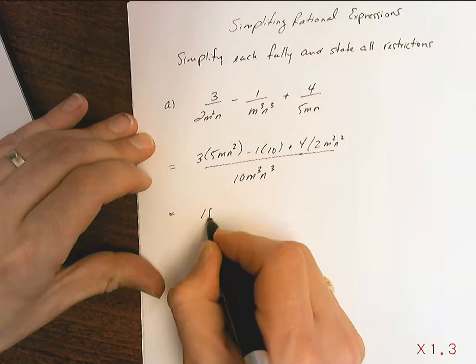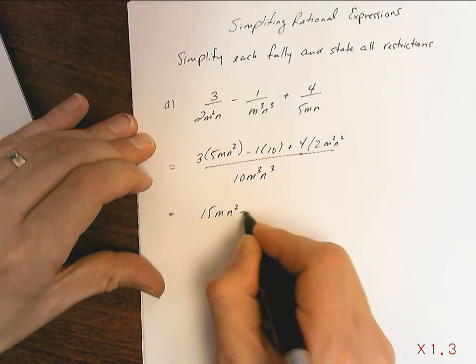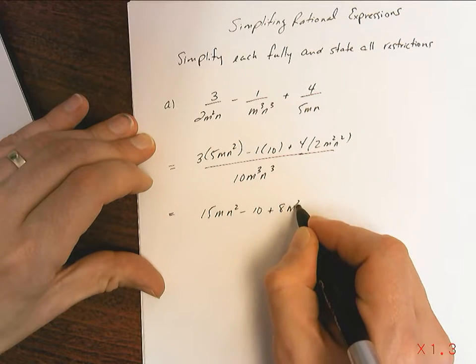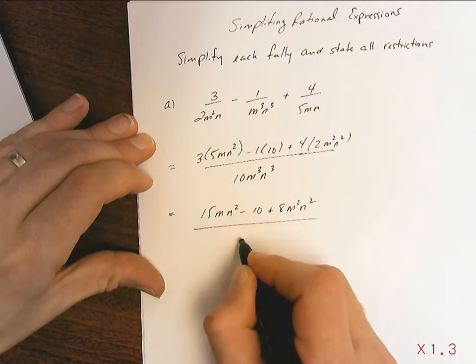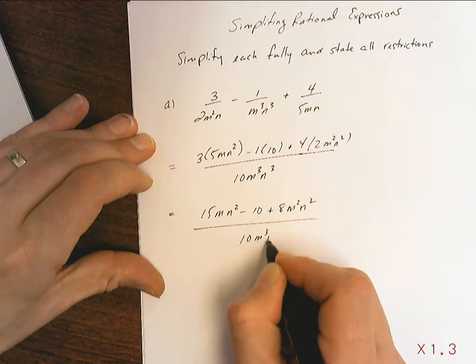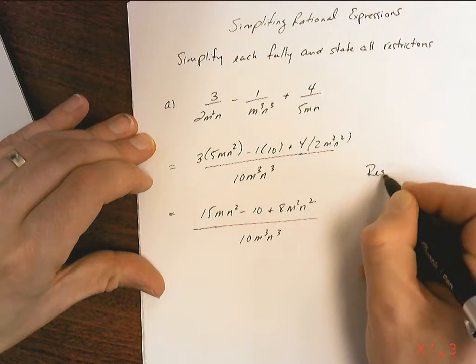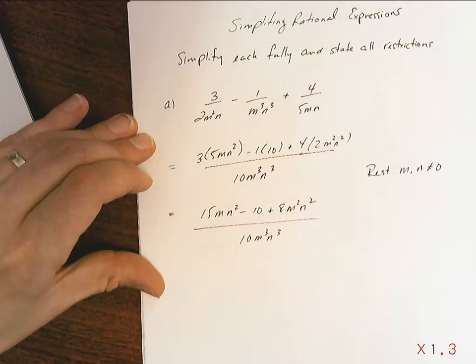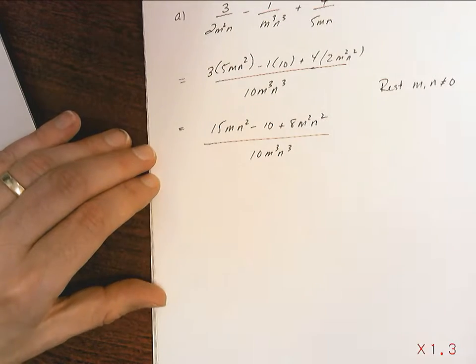That'll leave us with 15mn² minus 10 plus 8m²n². And there's not much more we can do with that. That's the end of it, with restrictions being m and n cannot equal 0. Alright, so that's the first one. Let's take a look at the second one.